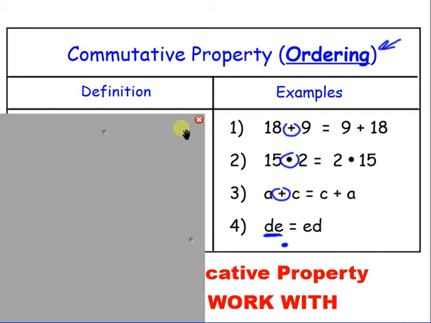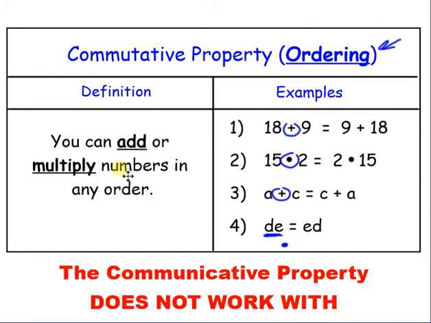So let's check out our definition. You can add, there's our addition, or multiply, there's our multiplication, numbers in any order that you want to. So if you multiply 15 times 2, you're going to get 30. If you flip it around and do 2 times 15, you're still going to get 30. But think about it in terms of subtraction.